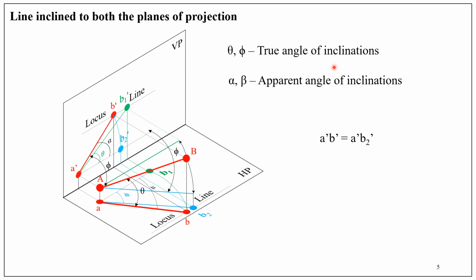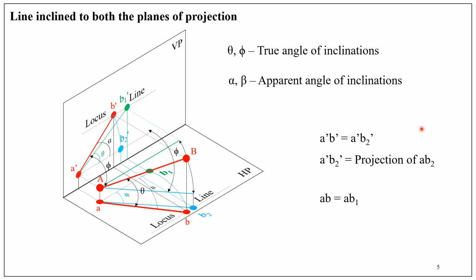Now, what we infer is A dash B dash is equal to A dash B2 dash. What is this A dash B2 dash? A dash B2 dash is equal to the projection of AB2. So where is AB2? AB2 is in the top view and its corresponding projection, that is the front view, is A dash B2 dash. How to obtain this AB2? By assuming the line is parallel to HP and inclined at an angle phi to the vertical plane.